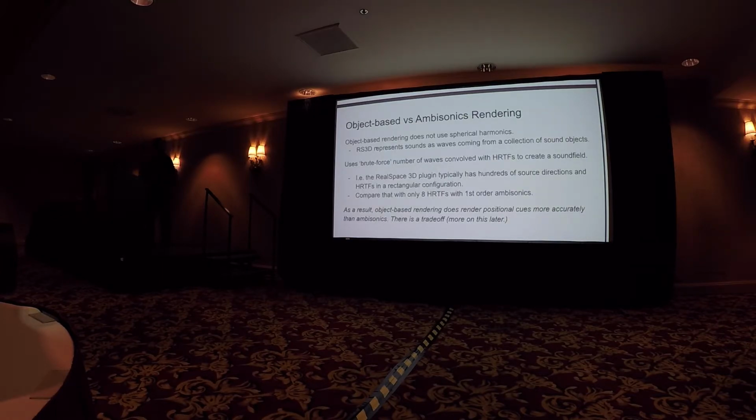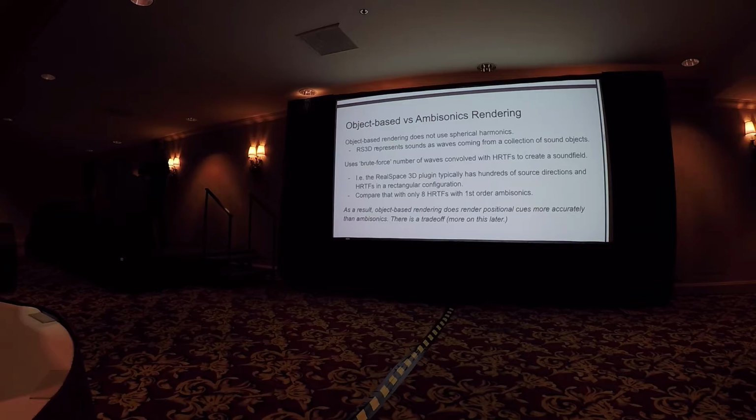Object-based versus Ambisonics rendering. This is where we can compare and get an idea of how these relate or differ. Object-based rendering does not use spherical harmonics. It represents sounds as waves coming from a collection of sound objects. You can think of this as a brute force method of convolving waves with HRTFs to create a sound field. This can get a little crazy. For example, our plugin, Real Space 3D, typically has hundreds of source directions in the form of HRTFs, and in our particular case, it's a rectangular configuration.